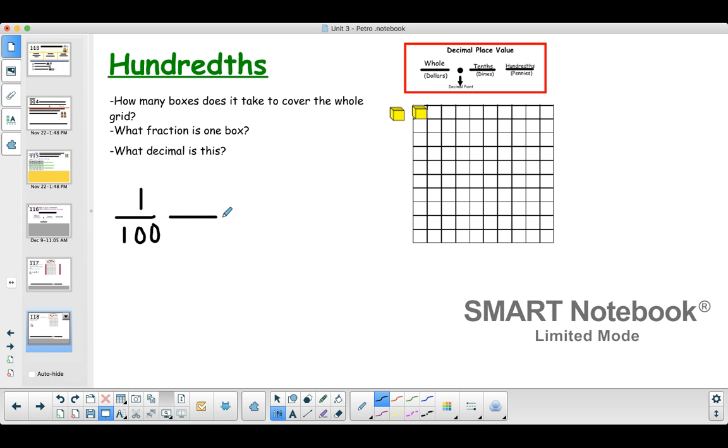And how would we write 1/100th as a decimal? We have 0 wholes. We have 0 tenths, we don't have any longs, and we have one box, one hundredth. To read this, it is 0 and 1 hundredth.